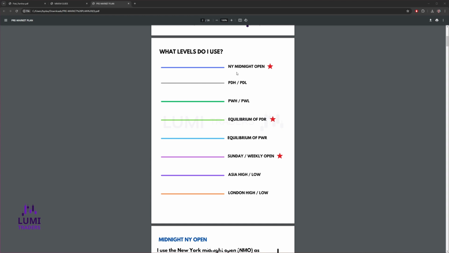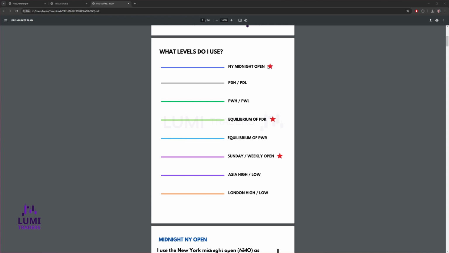Every single day on my chart I have the New York Midnight Open level, previous day high, previous day low level, previous week high, previous week low level. Of course, I also have previous month high and previous month low level, but since this is my pre-market plan for an exact day, such as Monday, Tuesday, Wednesday, I don't really need to use previous month high and low. Also, I use equilibrium of previous day range, equilibrium of previous week range, Sunday or weekly open, Asia high and low, London high and low.